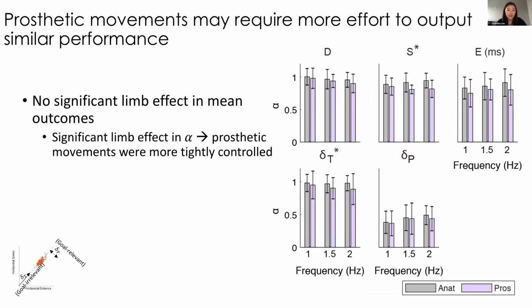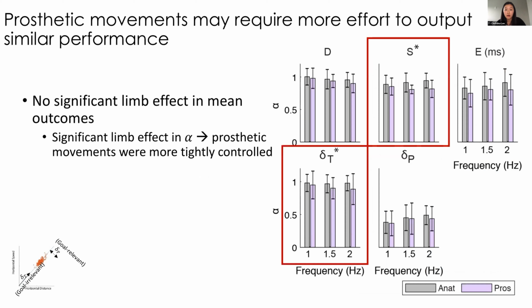We did not see any significant limb effect, again, in the mean magnitude of any of our outcome measures, but we saw that prosthetic movements exhibited significantly smaller alpha values in several of our measures, such as employed speed and tangential deviation. And this suggests that prosthetic movements were more tightly controlled between reaches, which can be interpreted as a greater effort associated with completing this task with a prosthesis than when using an anatomical limb to output a similar level of performance. This may have potential implications on how long individuals can use their prosthesis for and how fatigued they feel after using their prosthesis.